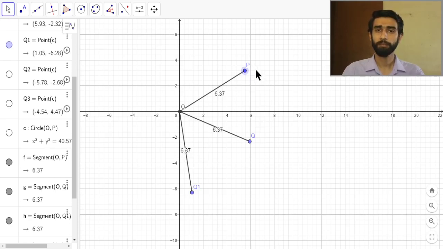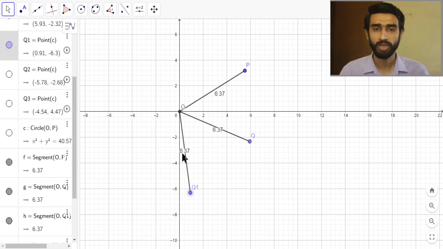Then you can say that if P is related to Q, their distance from the origin is the same. Q is related to Q1, their distance from the origin is the same. You can also say that P is related to Q1, first element related to third element, because the distance of P from the origin is equal to the distance of Q1 from the origin. The first is related to the second, distance equal. The second is related to the third, distance equal. So you can say the first is related to the third because their distance from the origin is also equal. Okay, so this relation is transitive too.